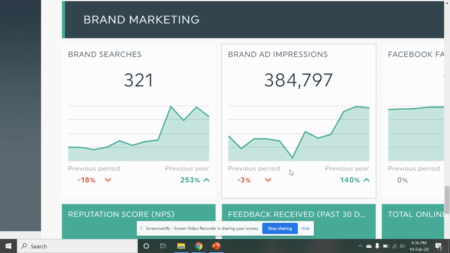And what you can see here is that the year-on-year increase in brand ad impressions, 140%, is reflected in the increase in brand searches of 250% year on year. So what this goes to show is that the idea of repeating your brand message to your target audience does increase brand awareness and brand strength.